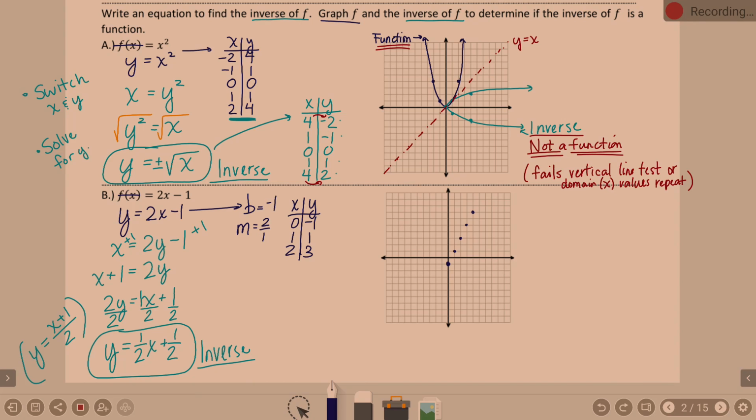The idea here, I'm going to put some more dots on because I can't draw a straight line on the board, not easily. Okay, so that's my original, yes?